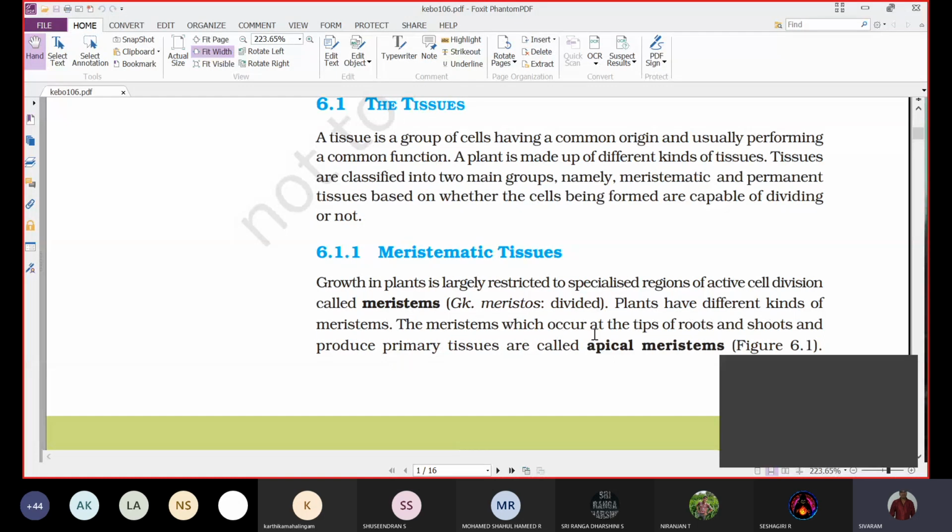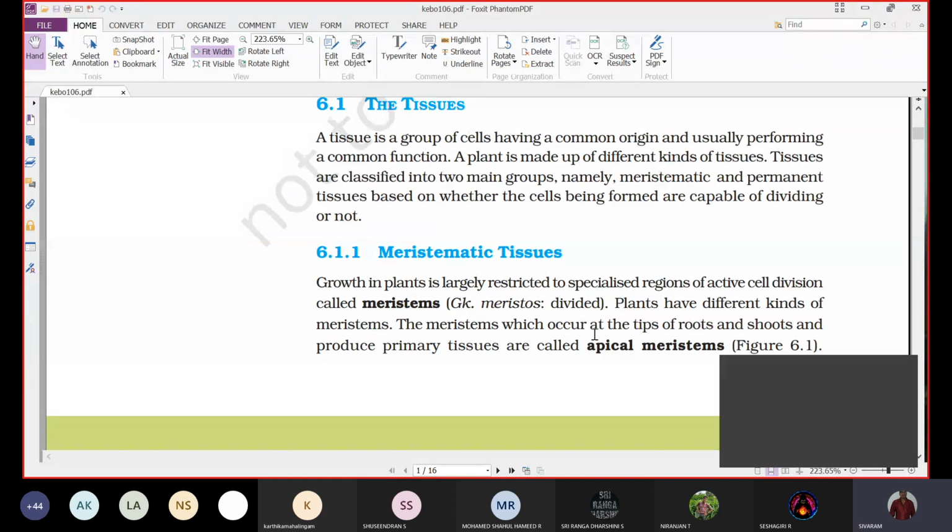Tissues are classified into two main groups, namely meristematic and permanent tissues, based on whether the cells being formed are capable of dividing or not. That is, the tissues are basically classified into two main groups. The plant tissues are divided into two main groups called meristematic tissue and permanent tissue.